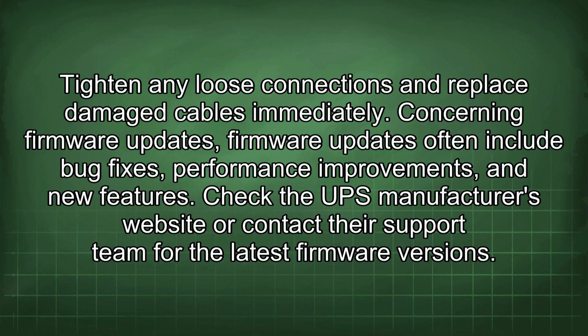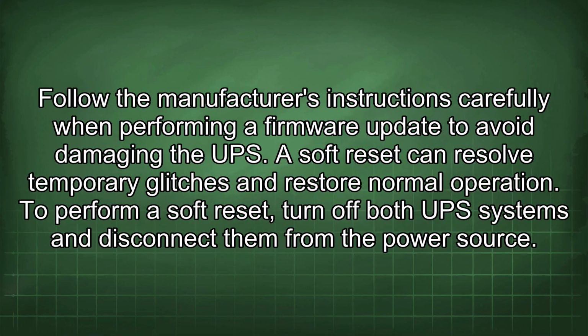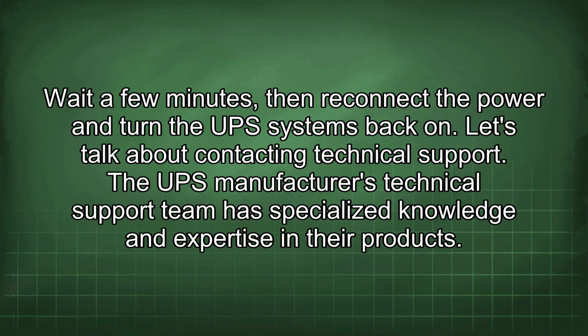Concerning firmware, updates often include bug fixes, performance improvements, and new features. Check the UPS manufacturer's website or contact their support team for the latest firmware versions. Follow the manufacturer's instructions carefully when performing a firmware update to avoid damaging the UPS. A soft reset can resolve temporary glitches and restore normal operation. To perform a soft reset, turn off both UPS systems and disconnect them from the power source. Wait a few minutes, then reconnect the power and turn the UPS systems back on.